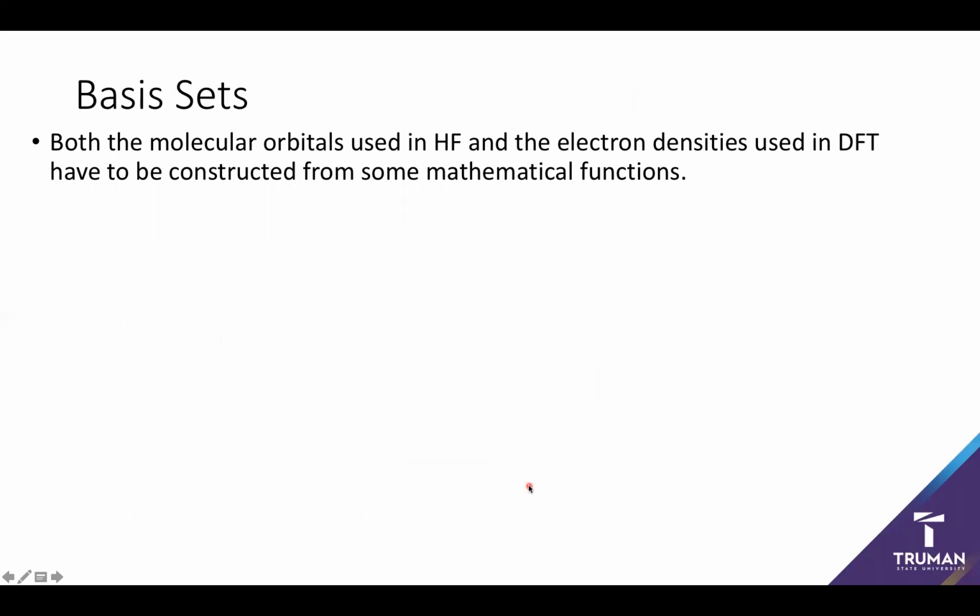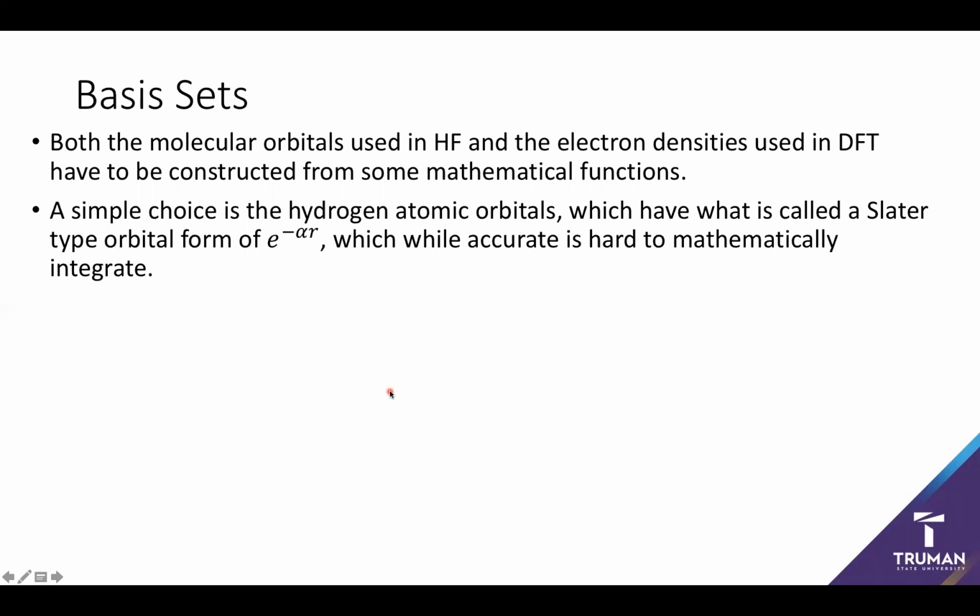Now, one of the other important things to acknowledge is that when we're dealing with Hartree-Fock and DFT, our molecular orbitals and our electron densities have to be constructed from some set of mathematical functions. I need some set of mathematical functions to model my electrons that I can then optimize using my Hamiltonian. So the classic simplest choice is using the hydrogenic atomic orbitals. These are the atomic orbitals you learned in Gen Chem that were built up for a hydrogen atom. And they tend to follow an equational form with regard to radius that's called a Slater type orbital. It's a negative exponential function with an exponent of negative alpha r, where alpha is just a constant.